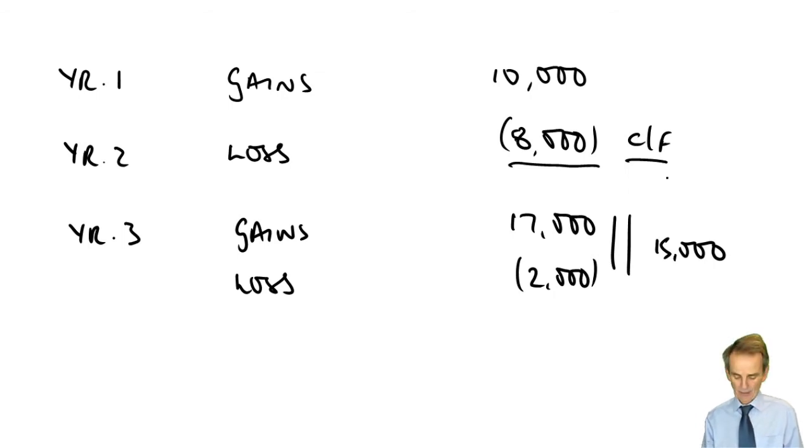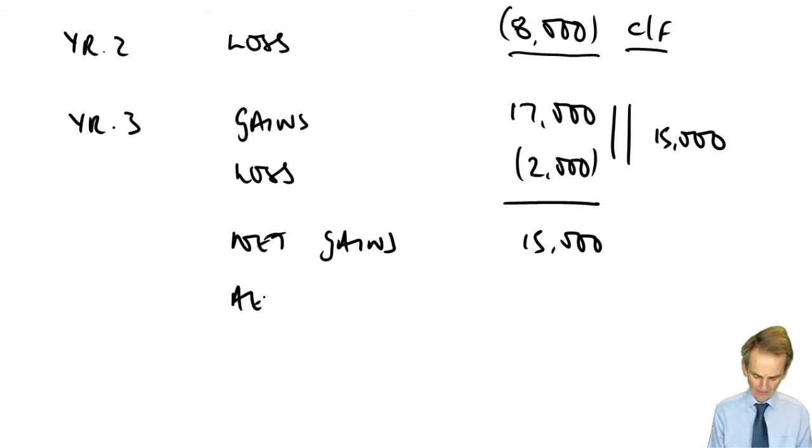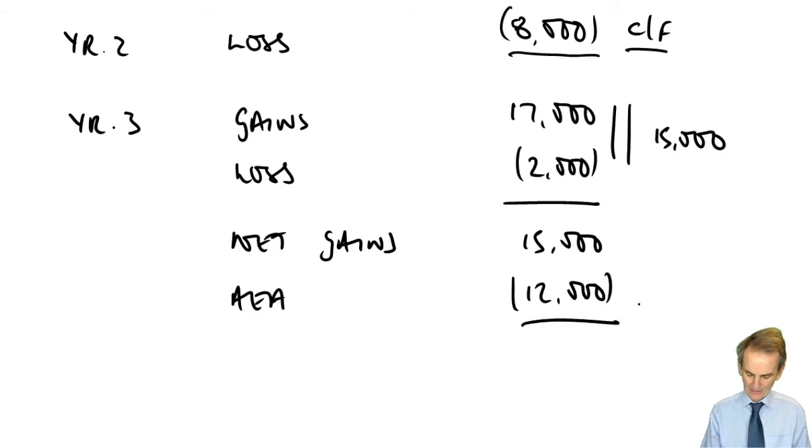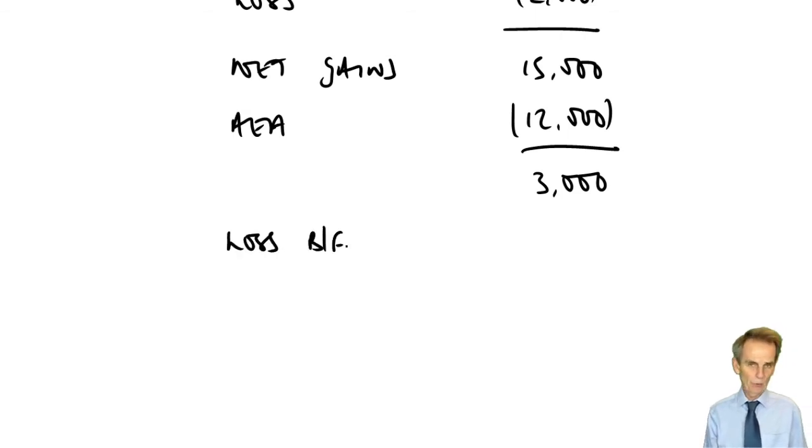So what's going to happen now, therefore? Well, hopefully you'd be able to work out for yourself that if the net gains of the year, let's just follow it down, we know it to be 15,000. The net gains are 15,000. The AEA for the year is 12,000, leaving therefore what would have been £3,000 worth of taxable gains, but they won't be taxable because we have a loss brought forward.